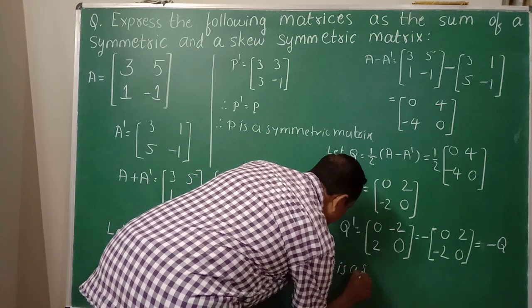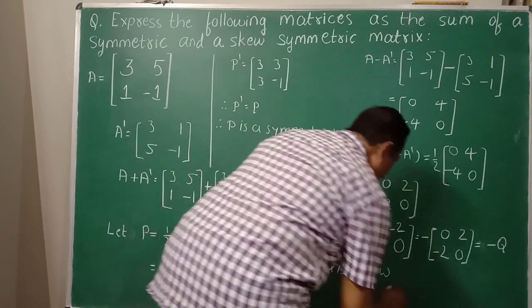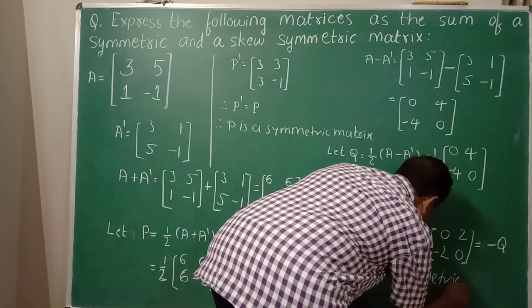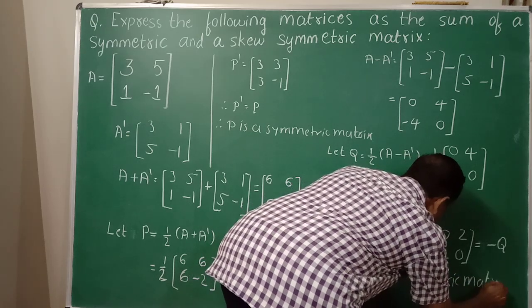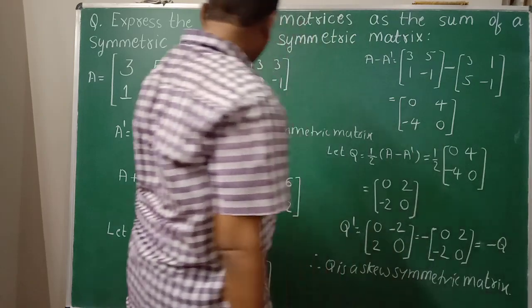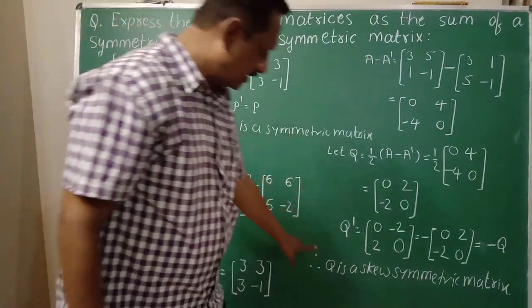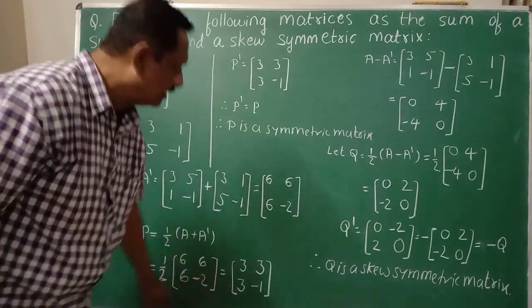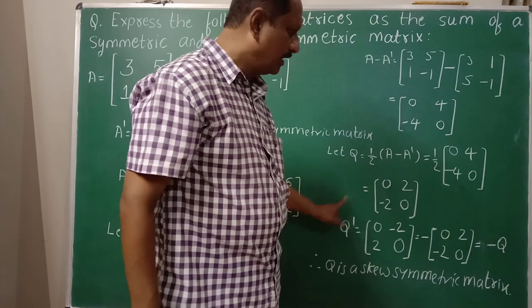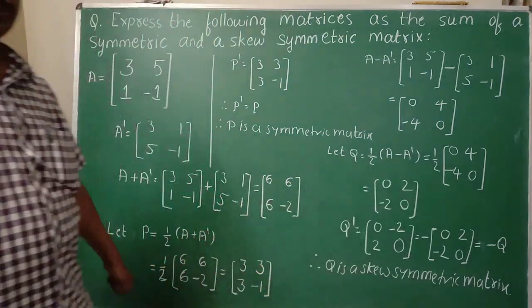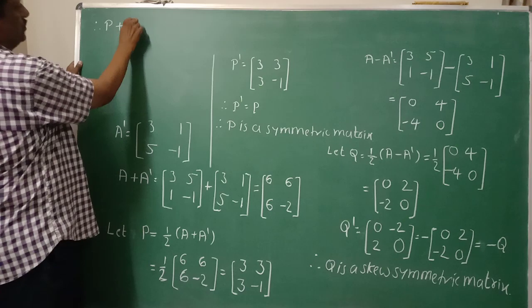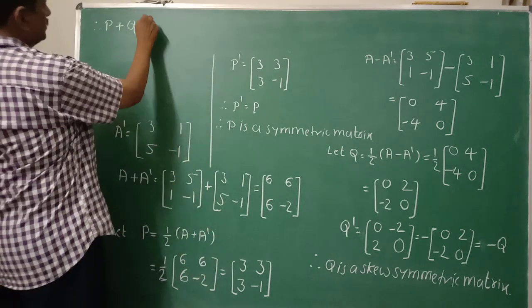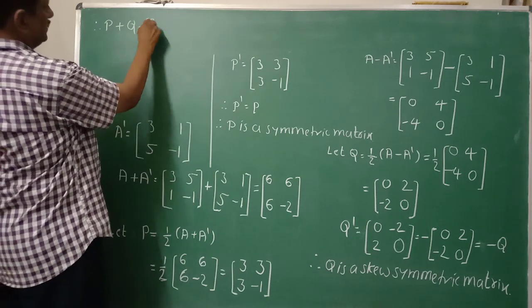Therefore, Q is a skew symmetric matrix. Okay, here P is a symmetric matrix, and Q is a skew symmetric matrix. P means this matrix here, P is this one, and Q is this. Okay, adding these two. Therefore P plus Q is equal to, P is this matrix here.